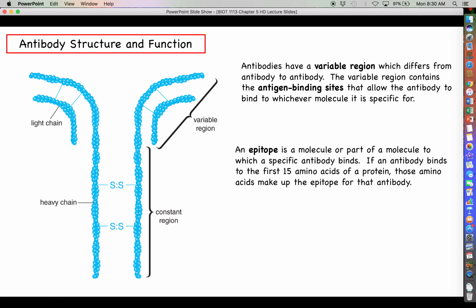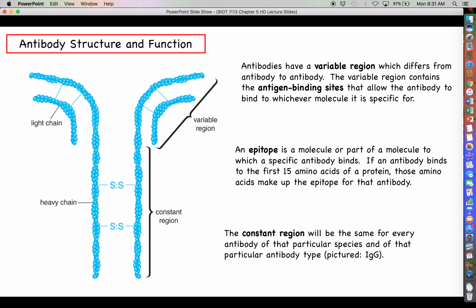So these antigen binding sites are specific for what is called an epitope. An epitope is a molecule or a portion of a molecule to which a specific antibody binds. So if an antibody, say, is specific for and binds to the first 15 amino acids of a protein, then that stretch of 15 amino acids represents the epitope that that antibody wants to bind to.